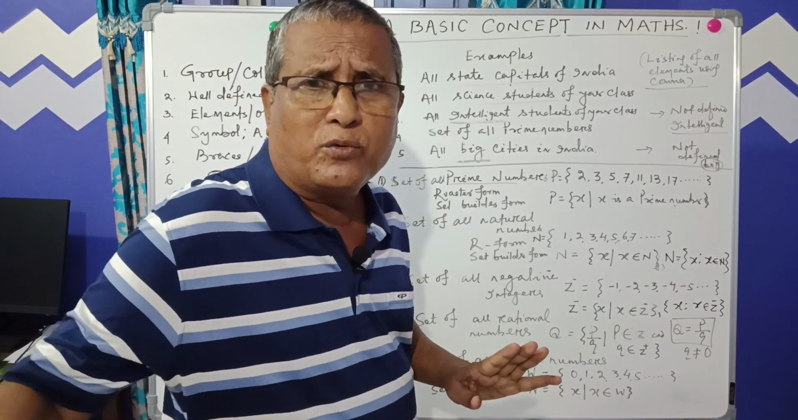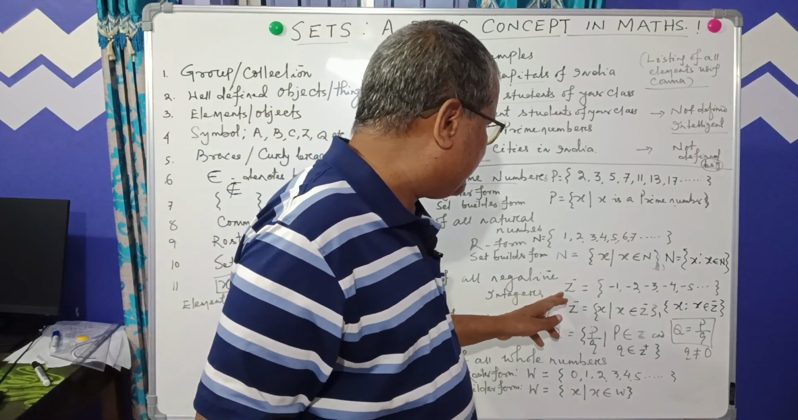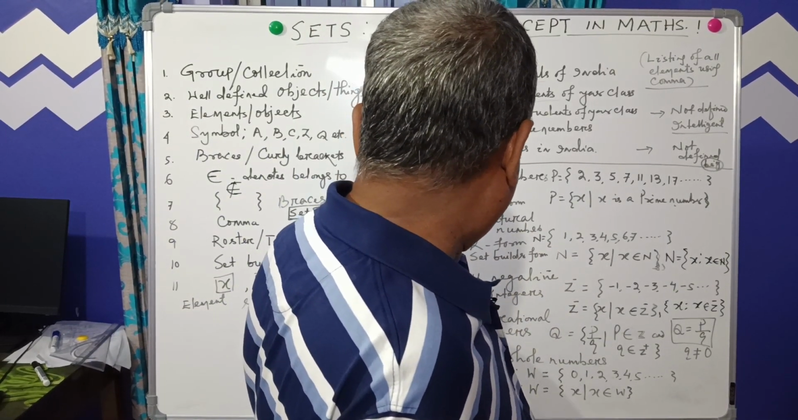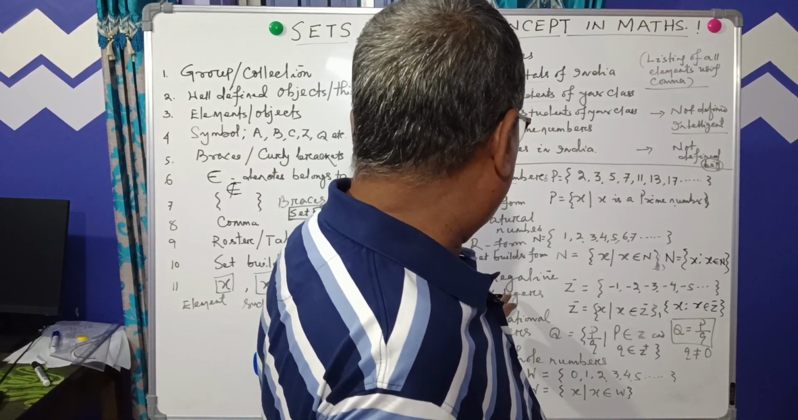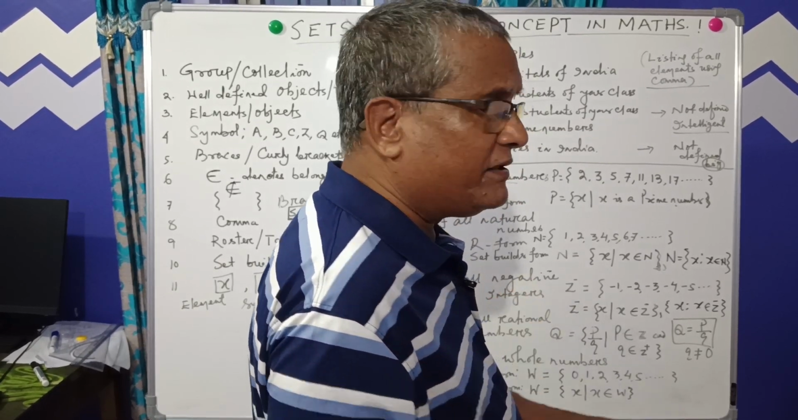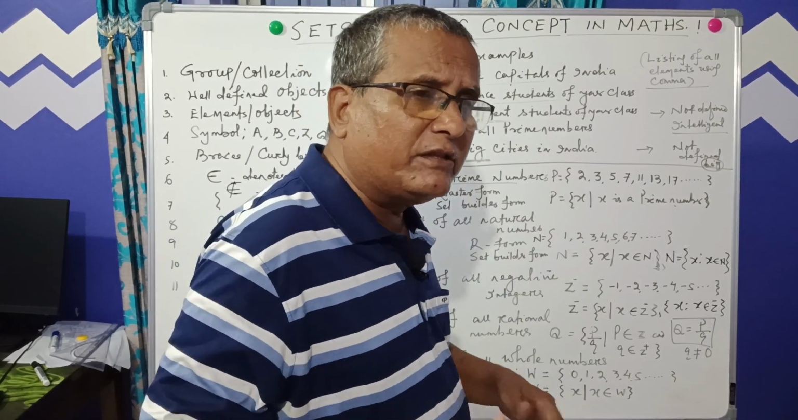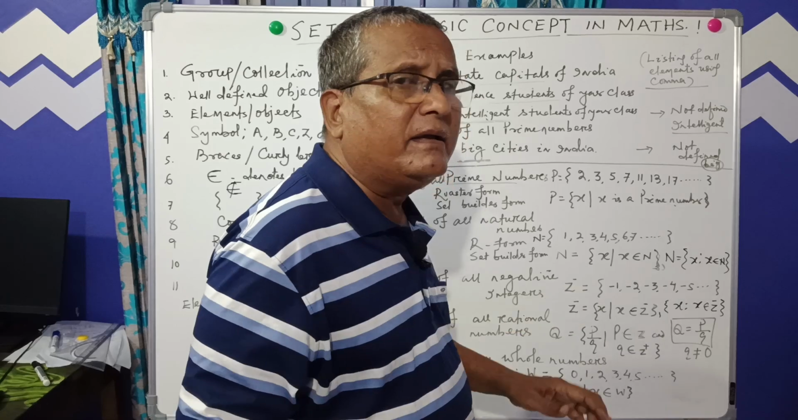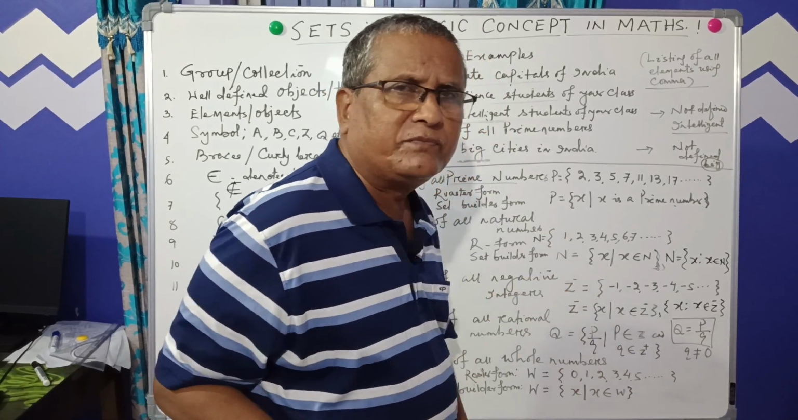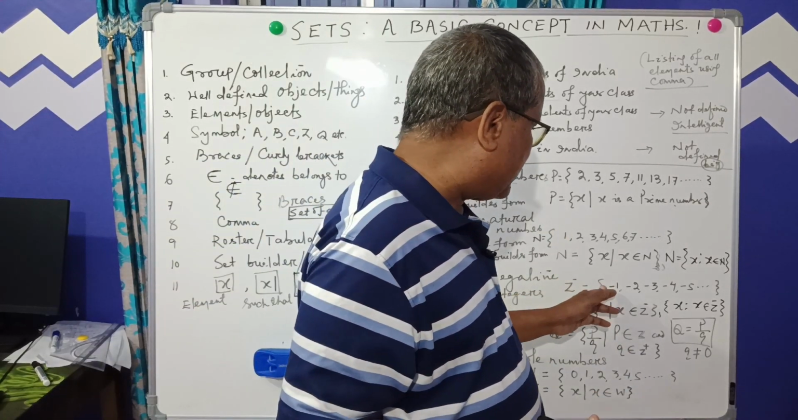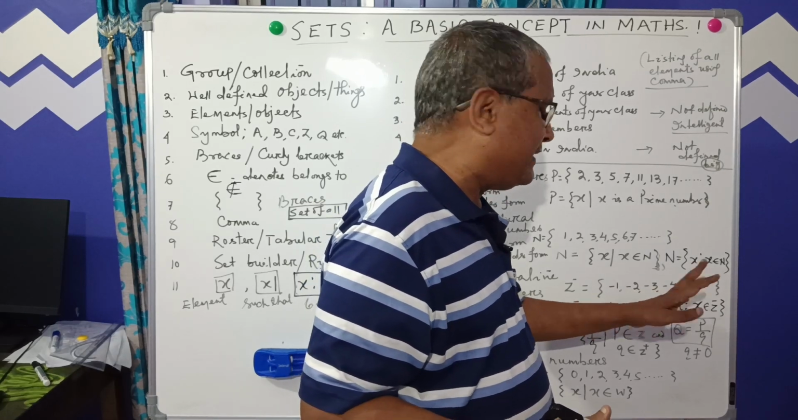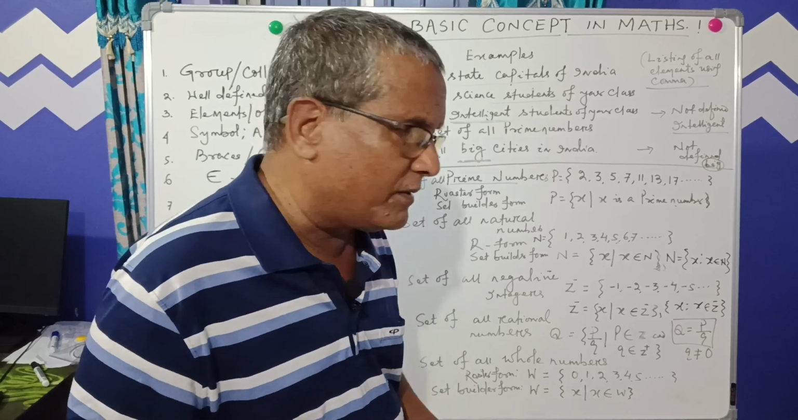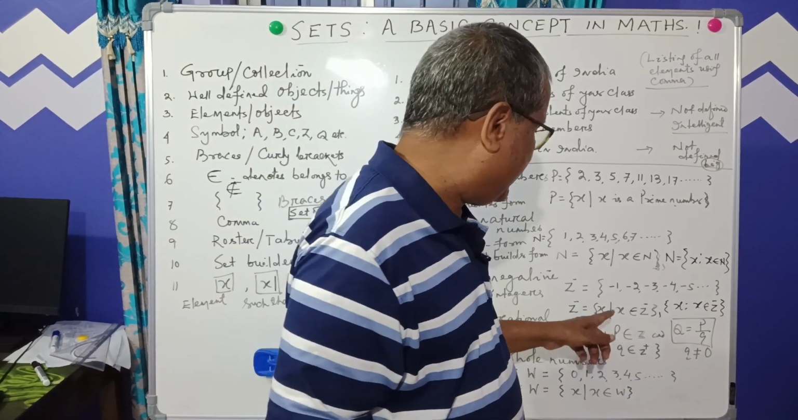From 0 onwards towards the right, these are called positive integers. Then there is the set of all negative integers. 0 is neither positive nor negative. Negative integers are denoted by the symbol Z minus. It begins from -1, -2, -3, -4, -5. You see, 0 is neither a negative nor a positive integer, but 0 is an integer.